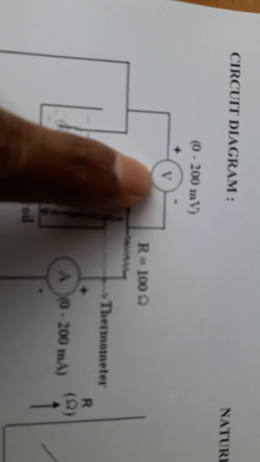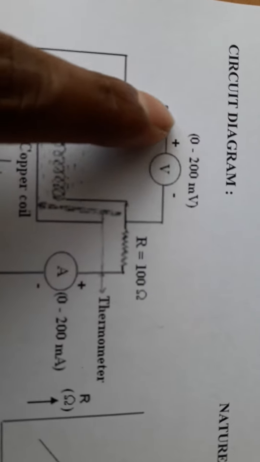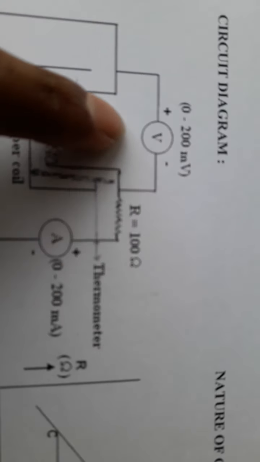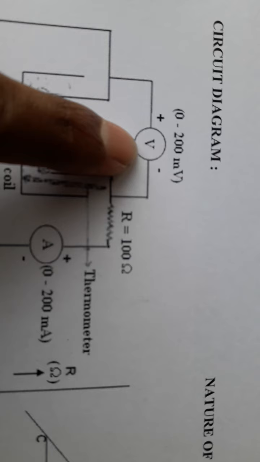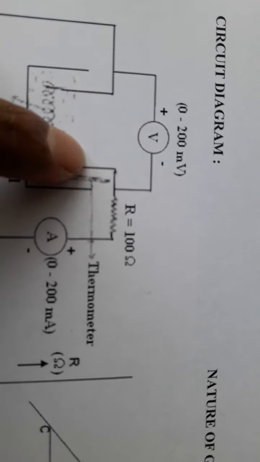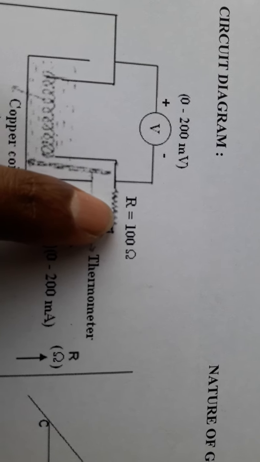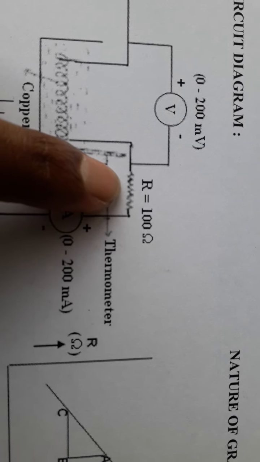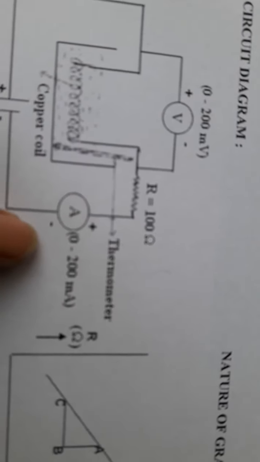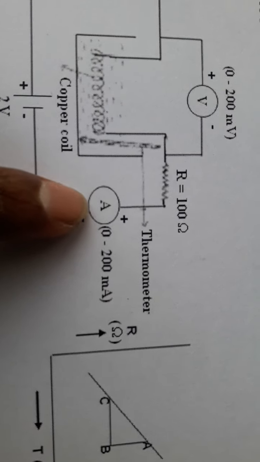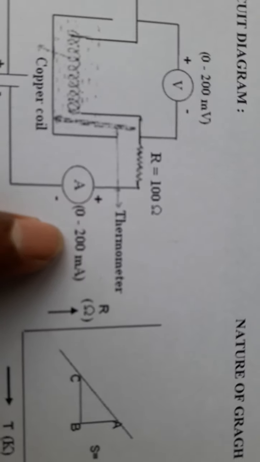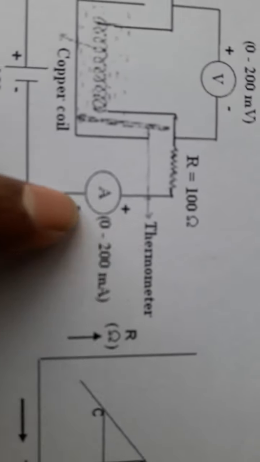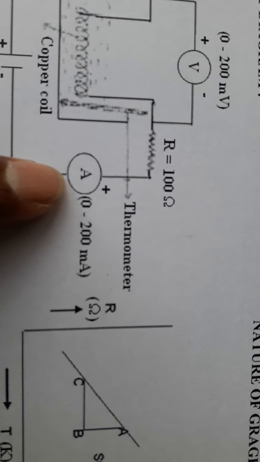Voltmeter. Here we are fixing the range in the voltmeter, 0 to 200 millivolts. It means that in this experiment we are using a millivoltmeter. And R means resistance, in ohm, so we are using a resistance box. We are also using an ammeter, and in the ammeter we are fixing the range 200 milliamps. It means that we are using a milliammeter.